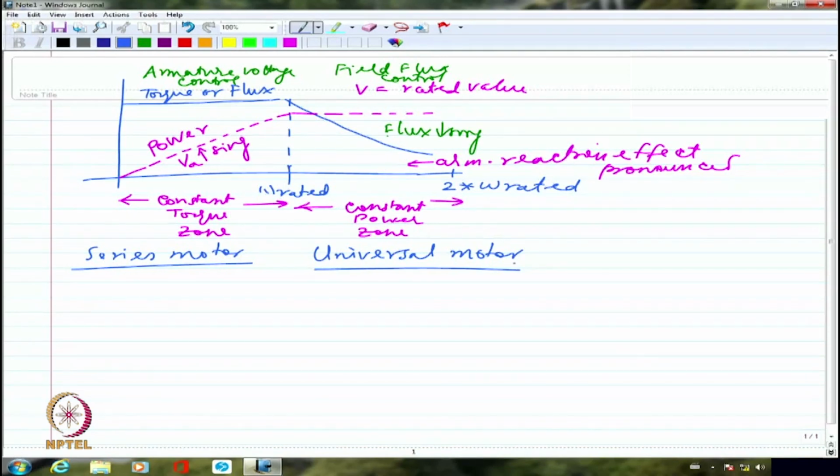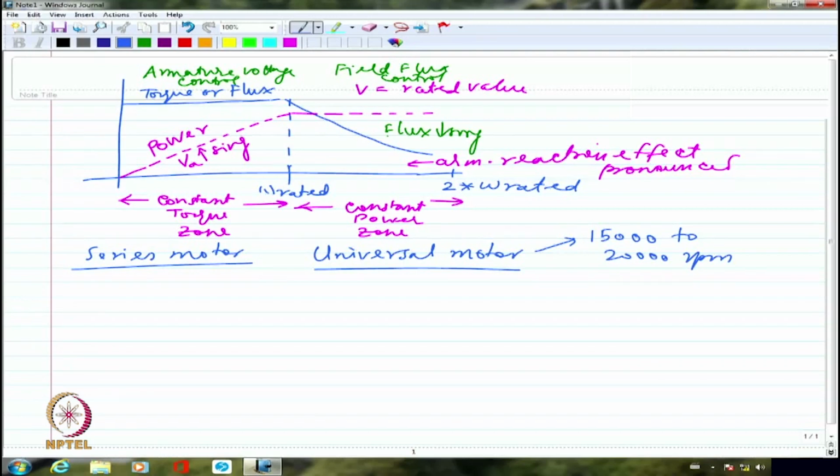I told you that these can run at very, very high speeds, because they can run basically at 15,000 to 20,000 RPM, and they are specifically used for certain applications where we require this kind of high speed. So typically drilling machines or mixers require very, very high speed. So these two are typical applications of universal motor.